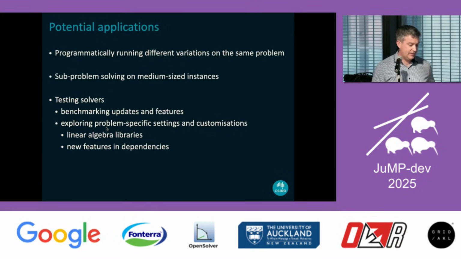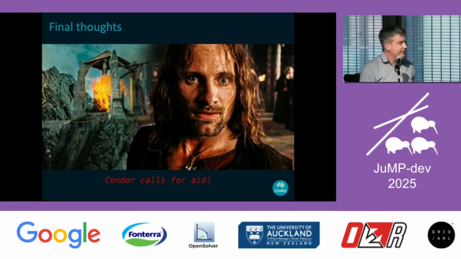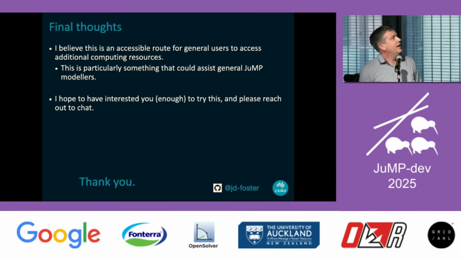Cool. All right. So final thoughts. I believe this is an accessible route, and I'd like to offer help to anyone who'd like to try this out with me and develop this further. I think it can be good for accessing and scaling up some simple workflows, and could be useful for the JuMP modelers. So please reach out to chat, and happy to answer any questions. Thanks a lot.